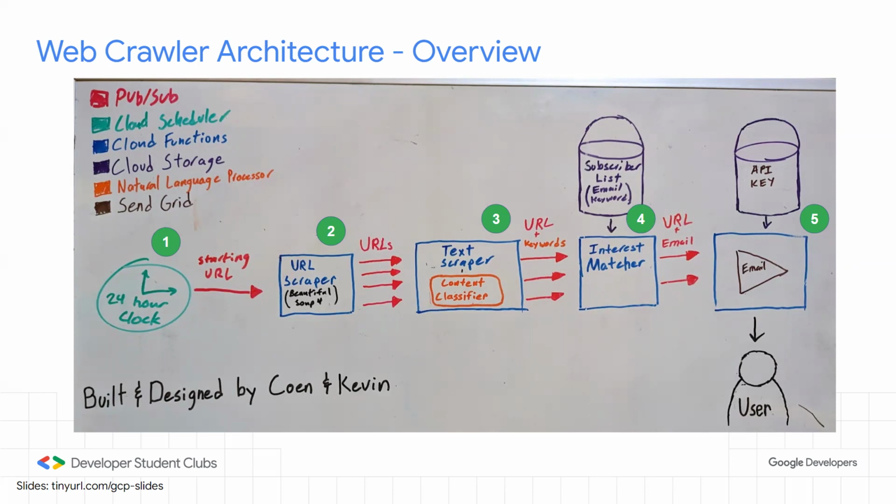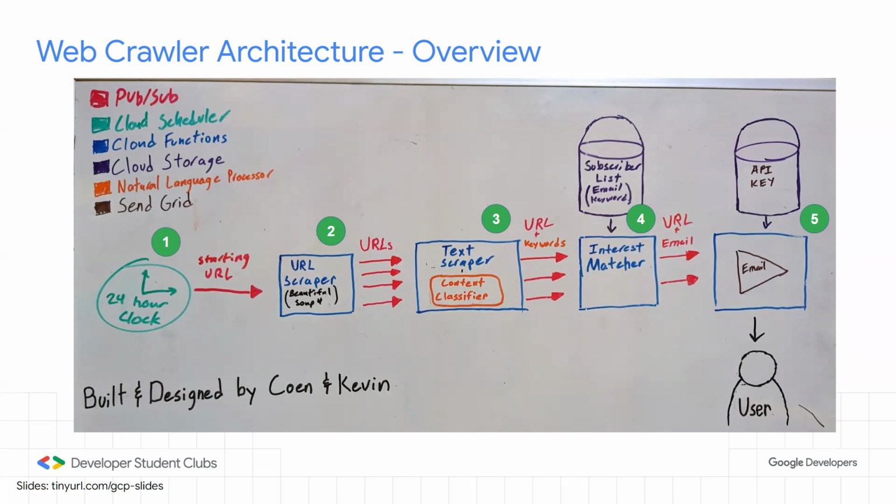The content classifier is a natural language processing, or NLP, API that will read all the text from an article and be able to label it with different topics. So that's where we're able to identify this is a sports article about basketball with this home team, something like that. That's the main idea of step 3.